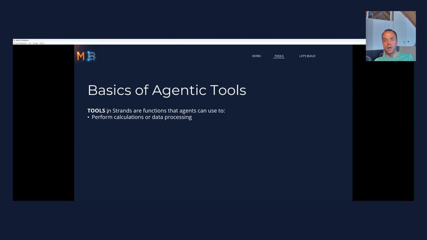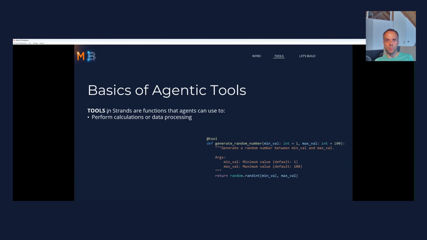Now, tools allow us to define functions, in this case Python functions, that these agents can use to perform calculations or data processing. The basic version of this is just a wrapper, as it is here on the screen, around a library function. For example, here we have a library called random, and we are going to use the function randint. The most important point here is this decorator at the top, which is indicating to the Strands Agent framework, hey, this is something that an agent can use. The agent will then proceed to understand what this function does and use this piece of code when it's necessary.